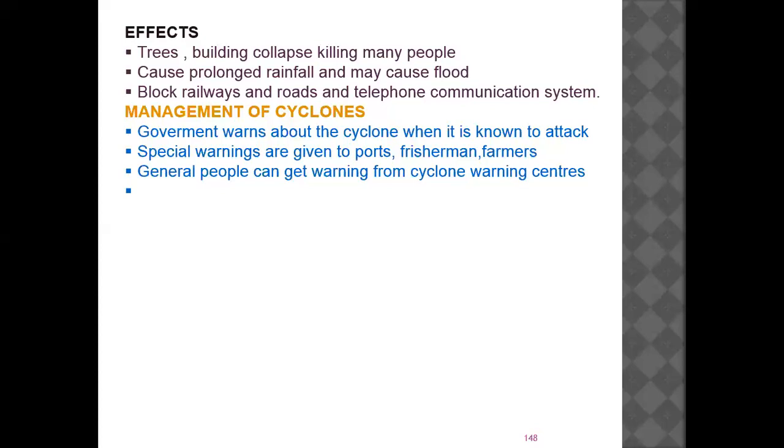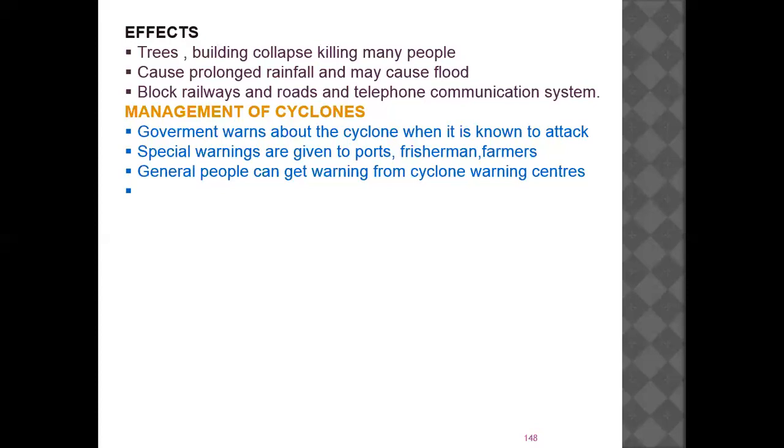Another way can be developing shelter belt. Now, what is shelter belt? Shelter belts are areas where plantation of trees can be done. So when trees are planted around the seas or around the ocean, then when there is a cyclone, these trees can reduce the speed of the wind, and as a result, the destruction can be minimized. Destruction or damage by the cyclones can be minimized.